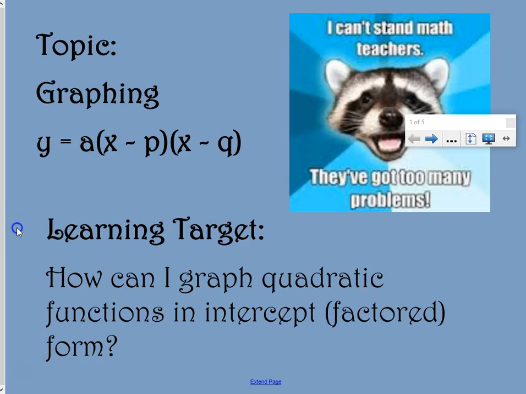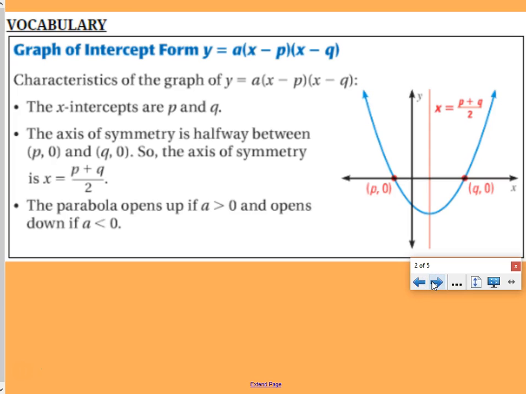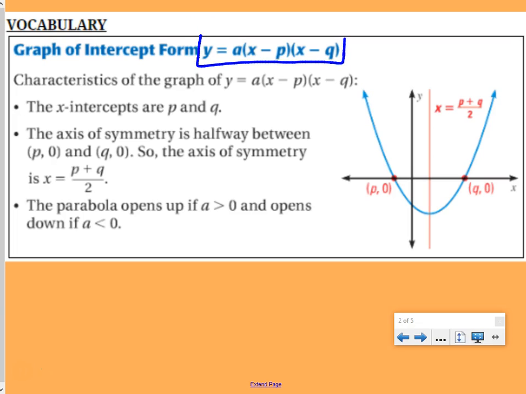Today our topic is graphing y equals a times the difference of x and p times the difference of x and q. So our learning target: how can I graph quadratic functions in intercept or factored form? Vocabulary: the graph of intercept form, which is y equals a times the difference of x and p times the difference of x and q.